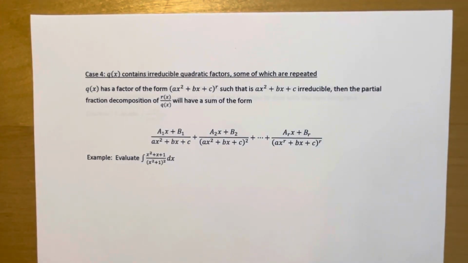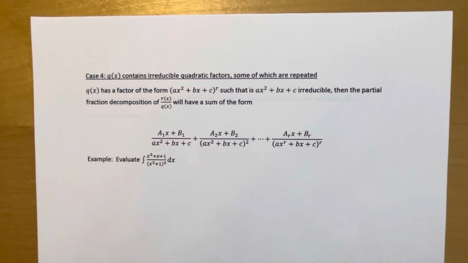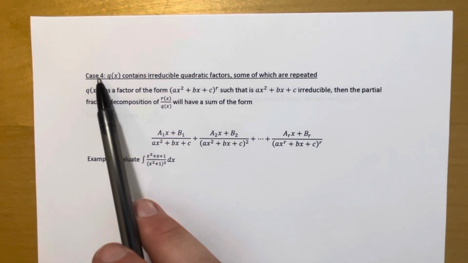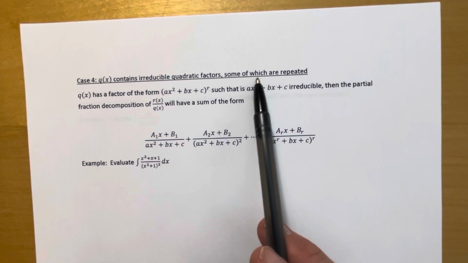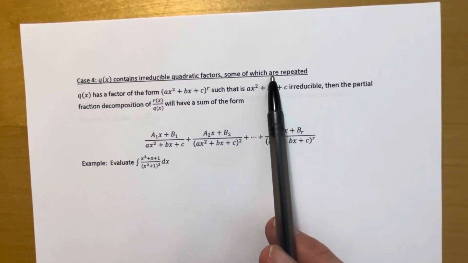All right, so we're on to case 4, the last of the 4 cases that we need to consider when we're doing partial fraction decompositions. And in this case, it's kind of similar to case 3. We're still looking at irreducible quadratic factors. The only difference now, though, in case 4 is that if q of x has irreducible quadratic factors, some of them are now allowed to be repeated.